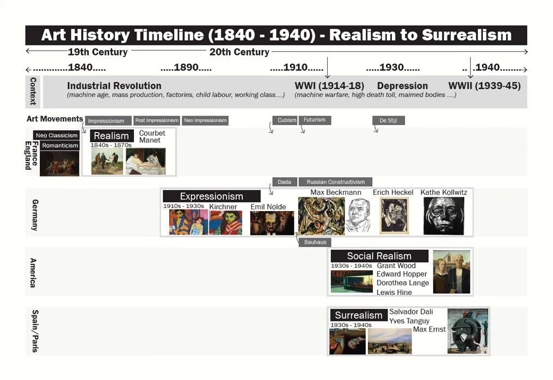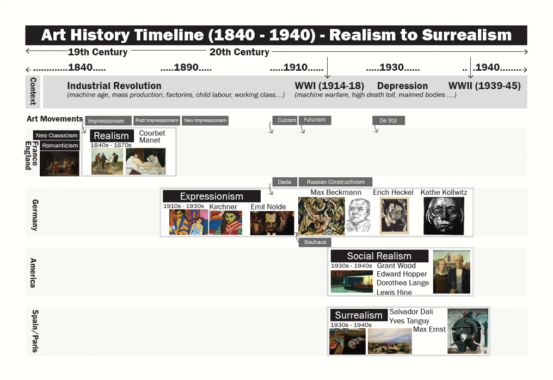An art movement is a period in time in history when a group of artists worked in a particular style with a shared aim. This timeline is also helpful because it shows us how these art movements don't always happen one after the other. In fact, sometimes they can happen at the same time and in different parts of the world. Here we can see realism happened in France, and it overlaps with Expressionism in Germany, while social realism and surrealism happen almost completely at the same time, but in different parts of the world.